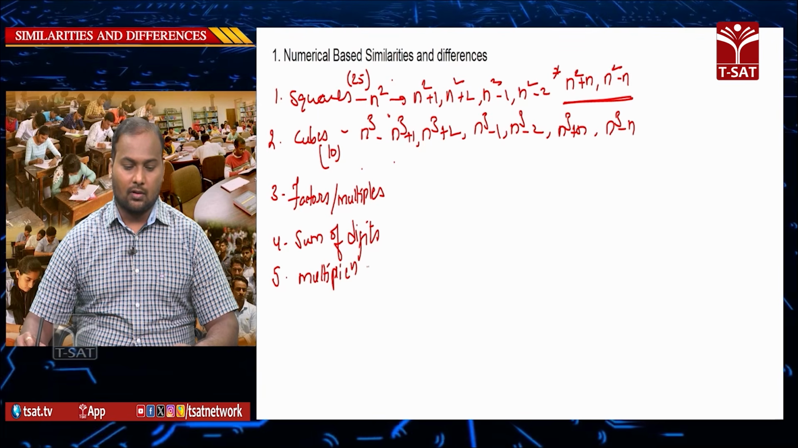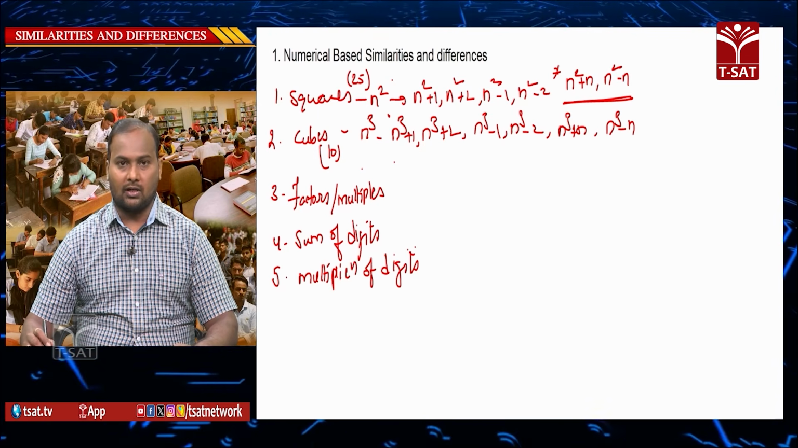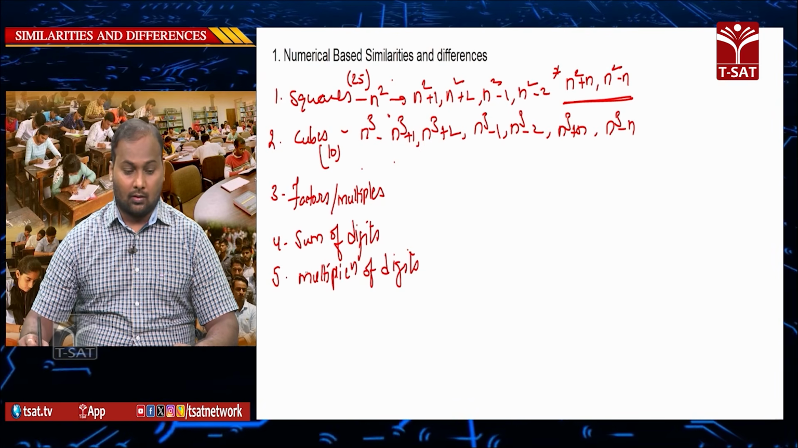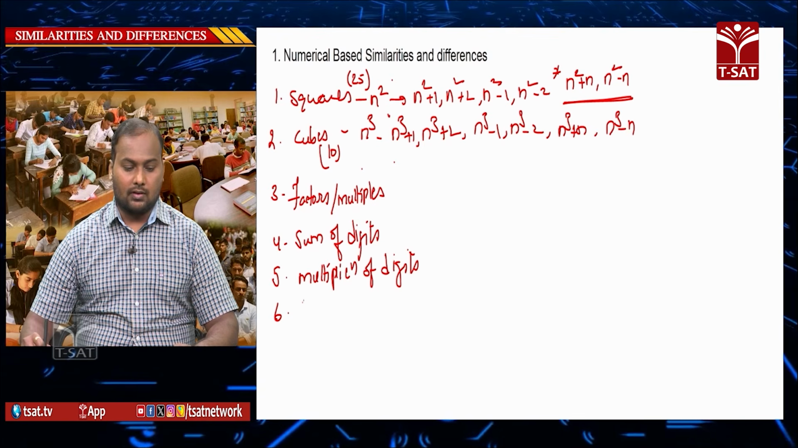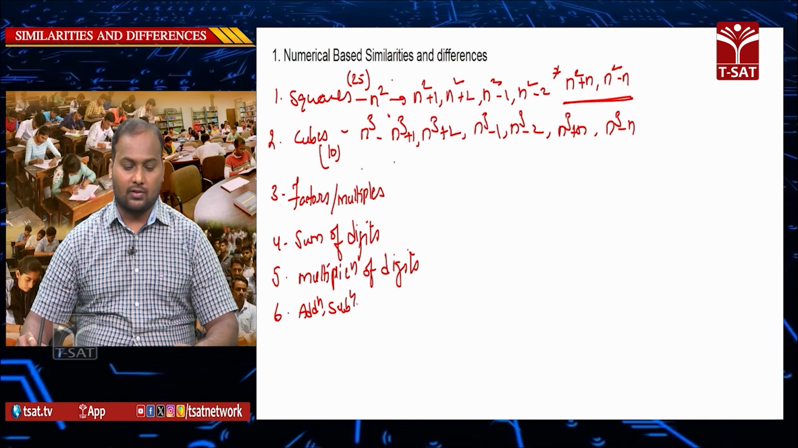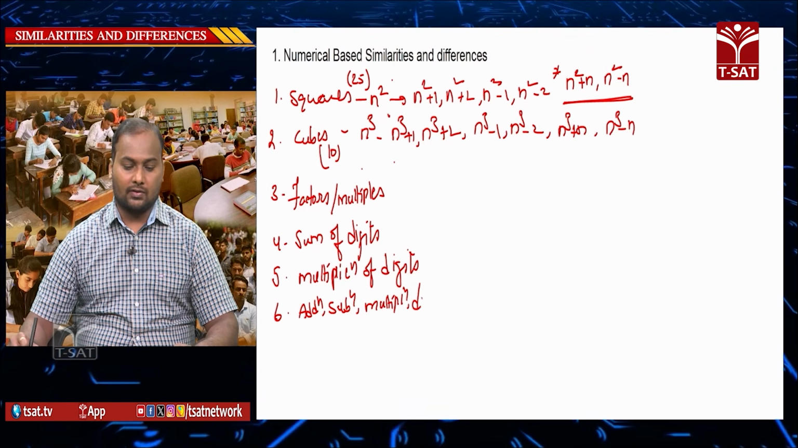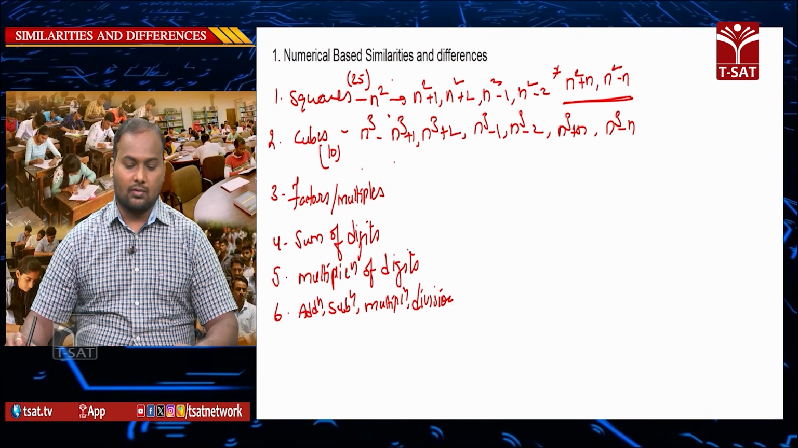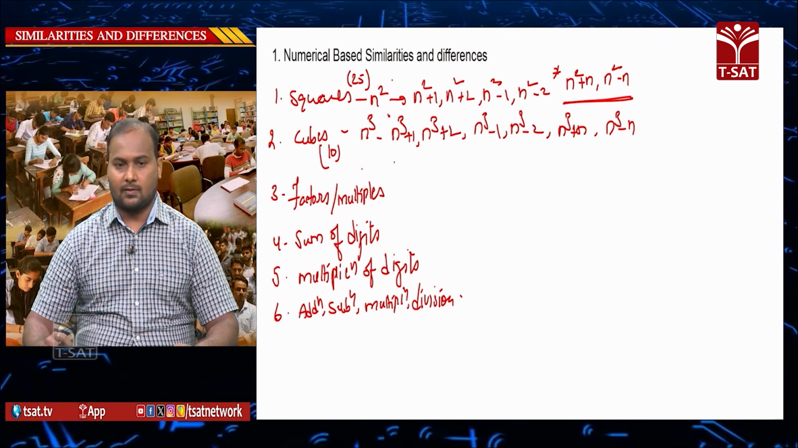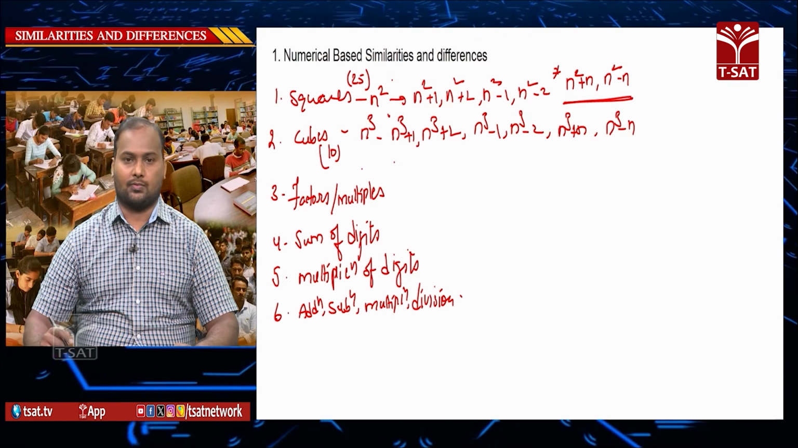Multiplication of digits. In this case also, the options that you are going to get will have a similar multiplication pattern and one option will be completely different. And the next one is simple additions, subtractions, multiplications or divisions. Okay. So, in these options, simple additions, subtractions, multiplications and divisions can be applied to the given three options.